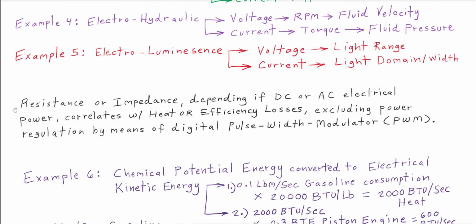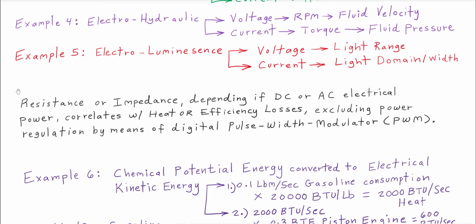Next we have electroluminescence. This is the conversion of electricity into light. And so the voltage will govern the light range, how far the light projects, and the current will be the width or the domain of the light emission. So if we have both high voltage, high current, we have a range that is increased and a domain that is increased as well.